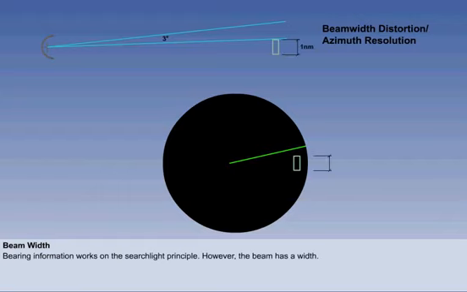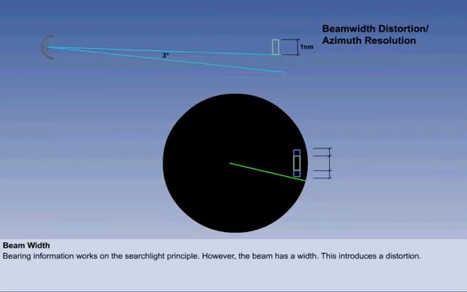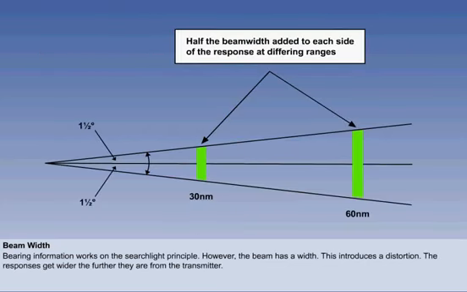Now let's add a radar target, which we'll say is 1 mile across. When the right-hand edge of the beam is just touching the left-hand edge of the target, the return will paint on the screen. It will continue to paint until the left-hand edge of the beam passes the right-hand edge of the target. Half the beam width has been added to each side of the actual target position to give a wider radar return. The responses get wider the further they are from the transmitter.